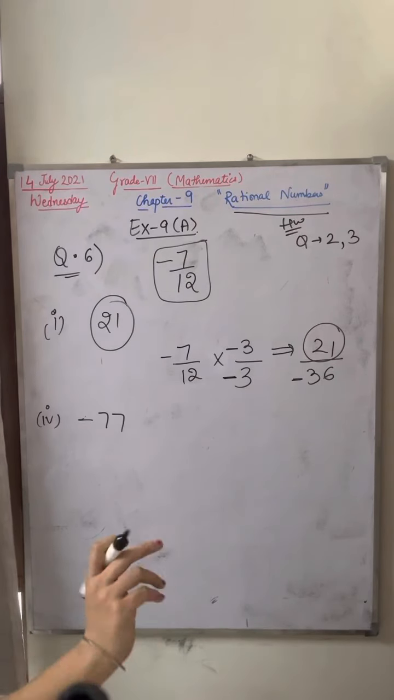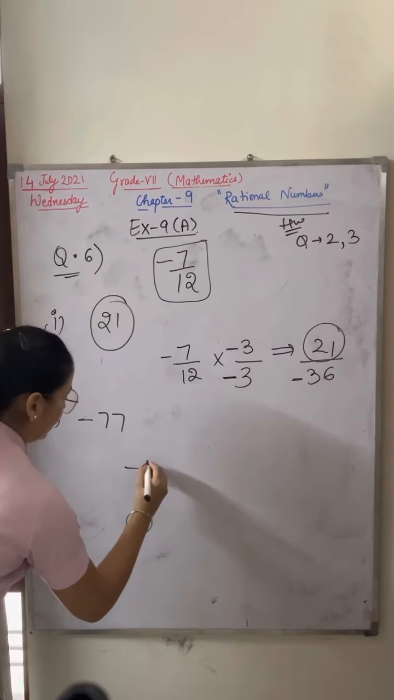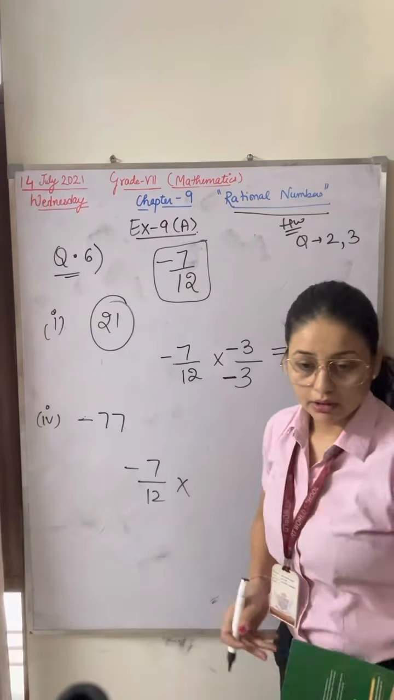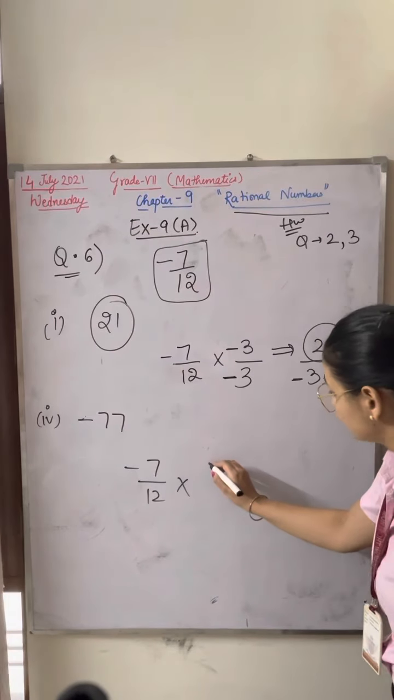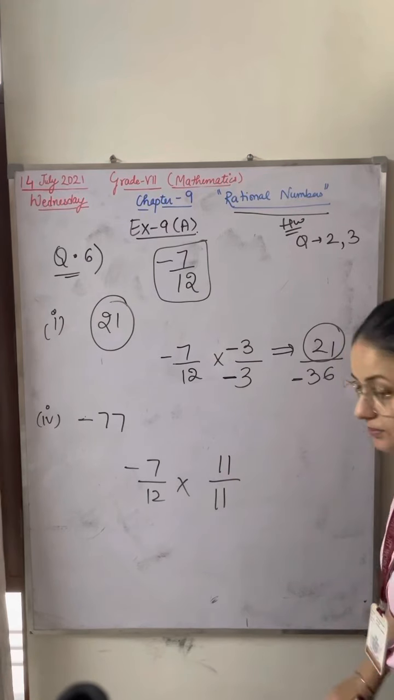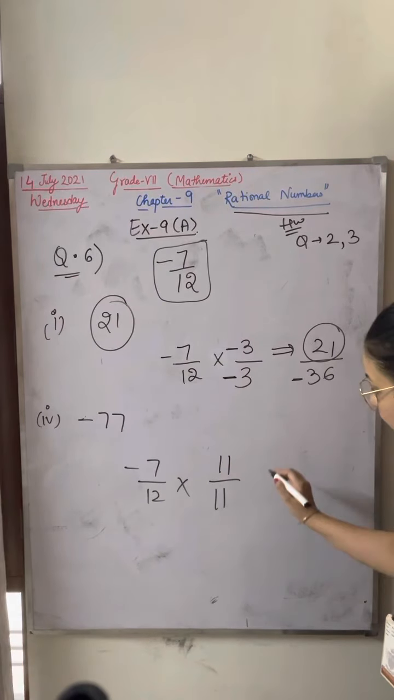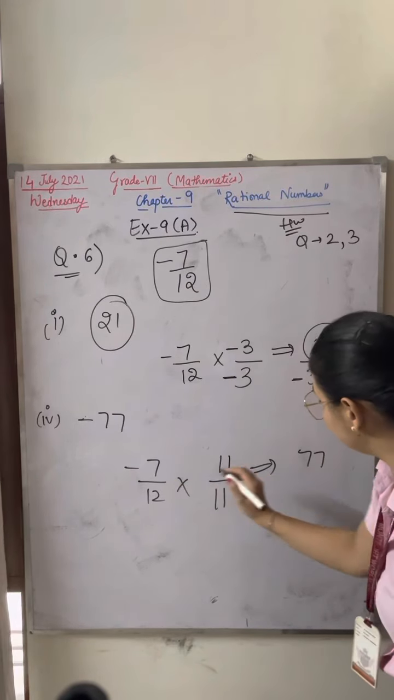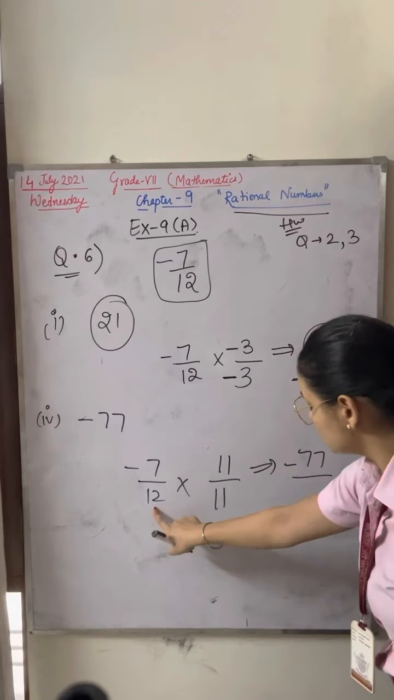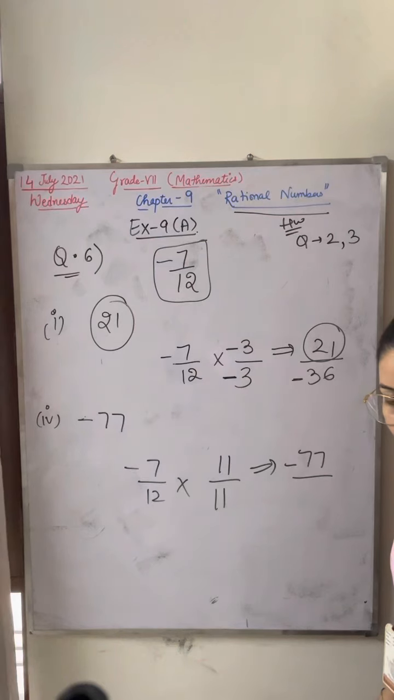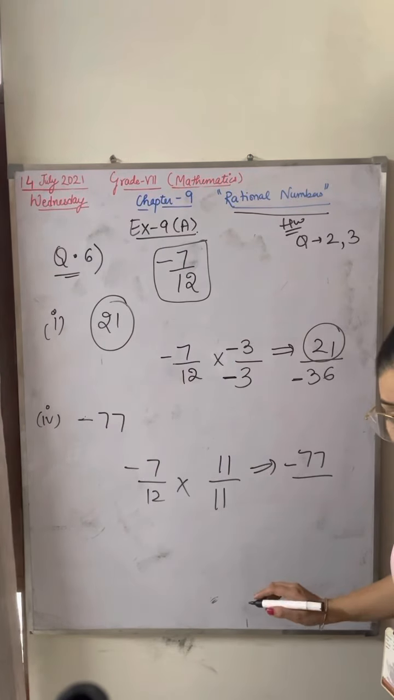Yes, very good. If I multiply minus 7 upon 12 with what? Not 1, 11. So you have to multiply with 11 here and 11 here. Your answer will be 7 into 11, 77, and negative will be negative as it is. 12 into 11, how much? 100 and? Yes, quickly do it. 100, not 132.